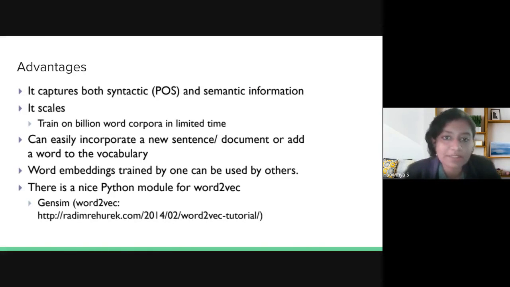So let's come to the advantages. It captures context simply, it captures both part of speech and semantic information, and it scales. Though I said it takes time, it does not take as much time as you would expect a 42 billion word corpus to take. And it can be used by others. That is the next important one. I mentioned Gensim here, but also spaCy and things like that, which provide word2vec.